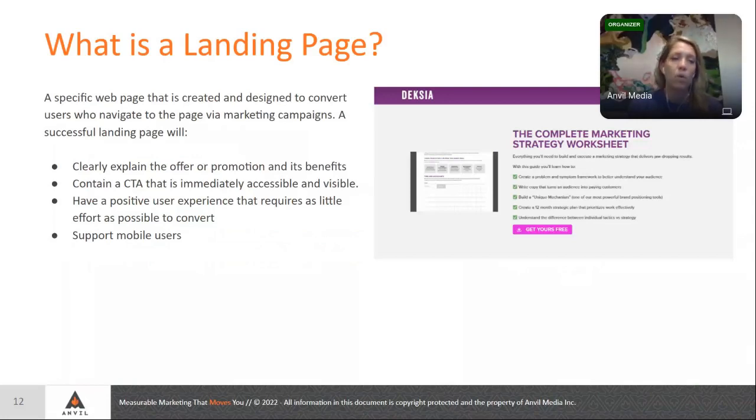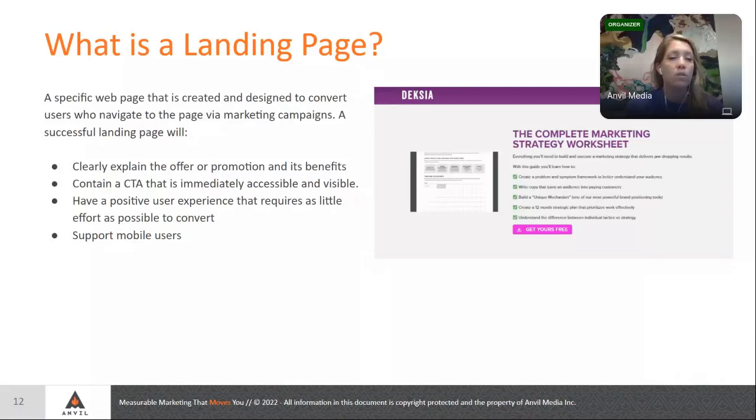And so when we talk about successful landing pages, what those look like is they contain some of these 4 bullet points. So the first bullet point is a landing page will clearly explain the offer or promotion and its benefits. So you'll know exactly what the offer is, you'll understand what the benefits of the promotion are. So that way, when a user comes to the landing page from a marketing campaign, there will be a clear connection between the two. We'll also have a call to action that is immediately accessible and immediately visible.